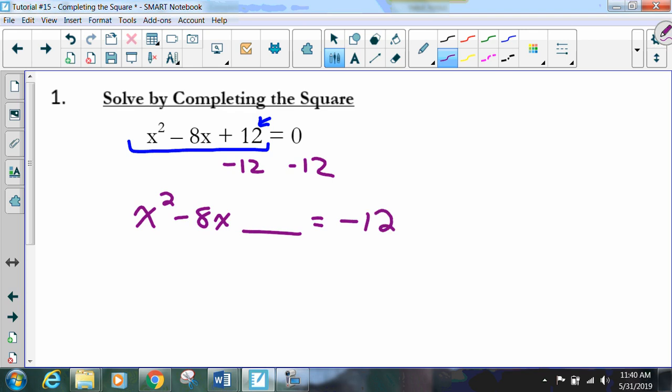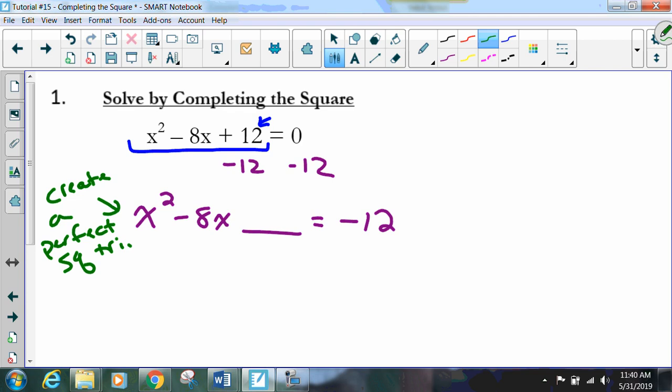And we're going to create, on the left side, a perfect square trinomial. Okay, that's what we're going to do. That's why it's called completing the square, because we're making something into a perfect square trinomial that wasn't to begin with. All right, how do we do this? Well, there's a method for it. It's not a formula, it's a method.